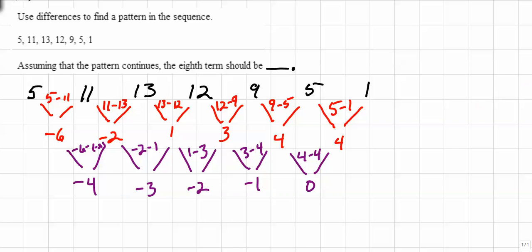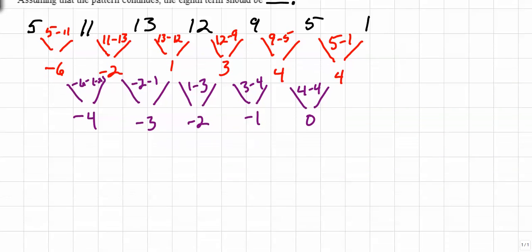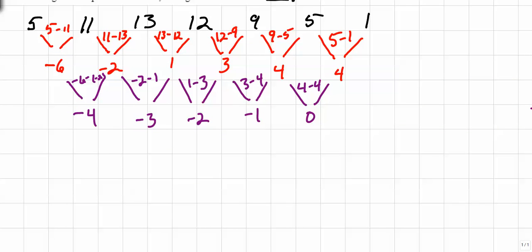So once again, we can see that I do not have a row of numbers that are equal. So I'm going to continue. So now we're going to do negative 4 minus negative 3. That's negative 4 plus 3, which will give me a negative 1.